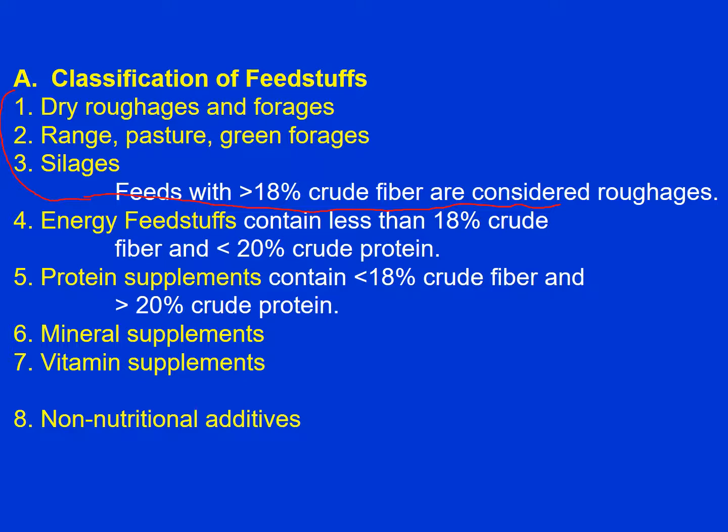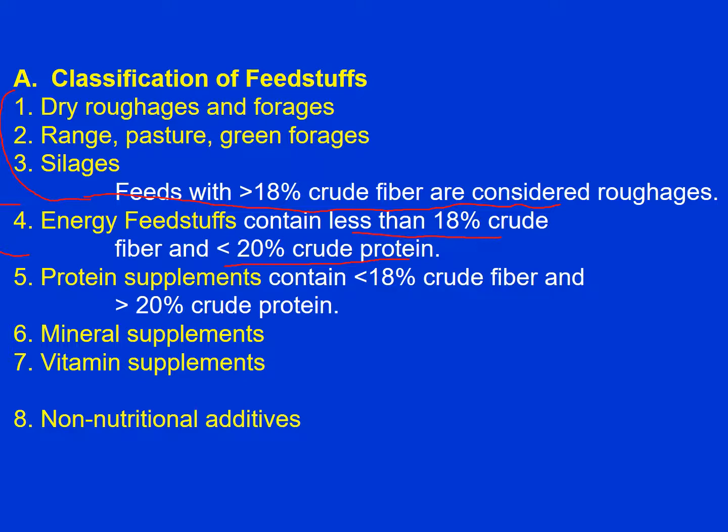Next, let's go with the energy feedstuffs. Contains less fiber, so it's more digestible, and less than 20% protein. If it's more than 20% protein, we would probably put it into the protein supplement category. Number one energy feedstuff in Minnesota would be corn grain. We grow an awful lot of corn grain, and that corn is used for different purposes. One purpose would be production of ethanol.